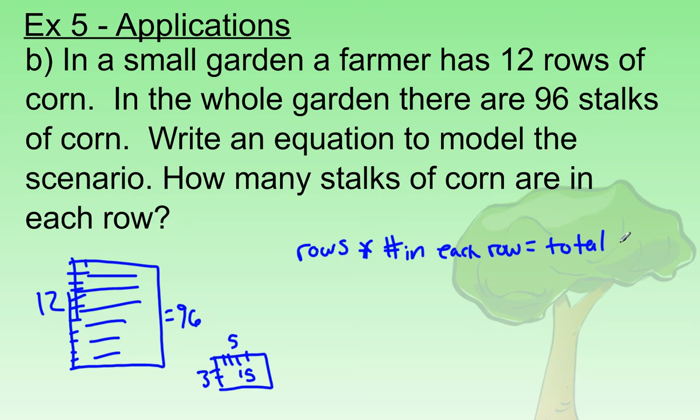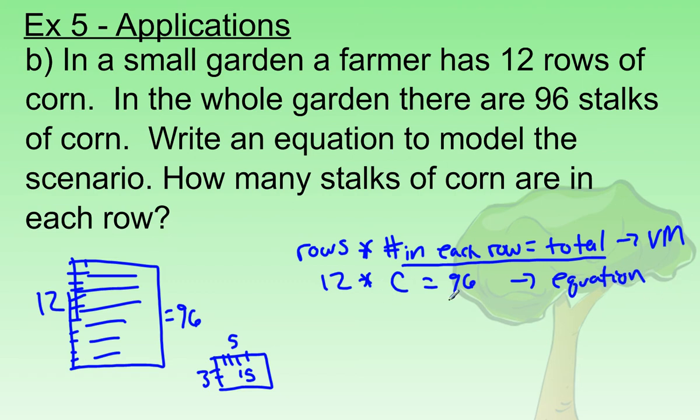This is our verbal model. There are 12 rows times the thing we don't know, so let's call it X or C for corn, I like that, equals the total. And the total, it says, is 96. So that is our equation.